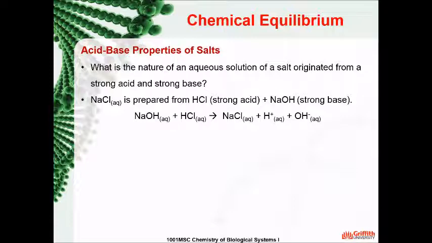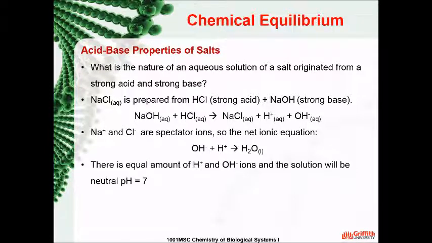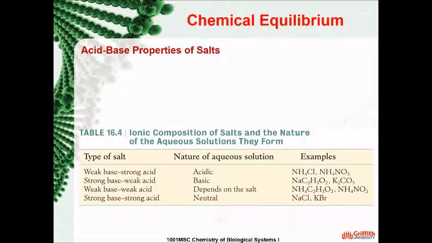NaOH plus HCl gives NaCl plus a proton plus a hydroxide ion. The sodium and chloride ions are spectator ions, so the net ionic equation will be OH- plus H+ gives H2O. There is an equal amount of protons and hydroxide ions, and the solution will be neutral with a pH equal to 7. This table will help us predict the nature of a solution when a salt gets ionized.